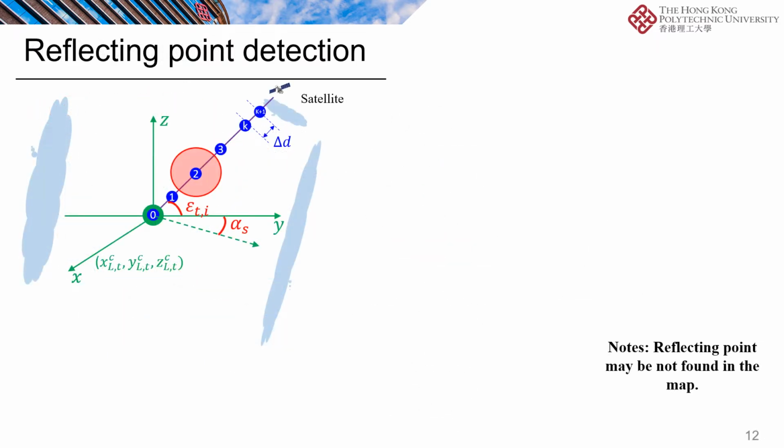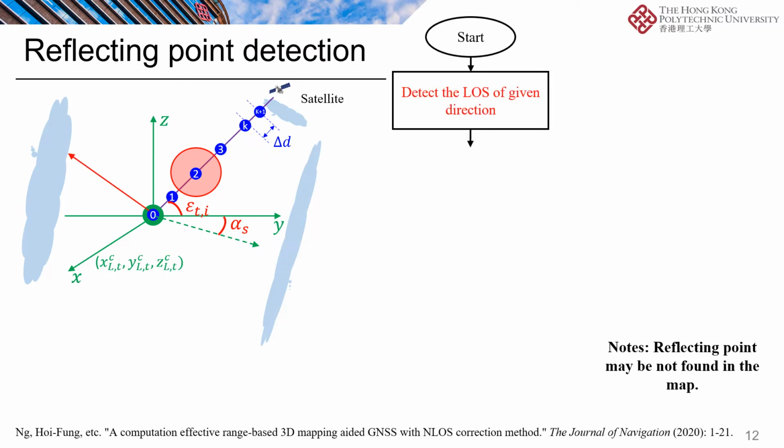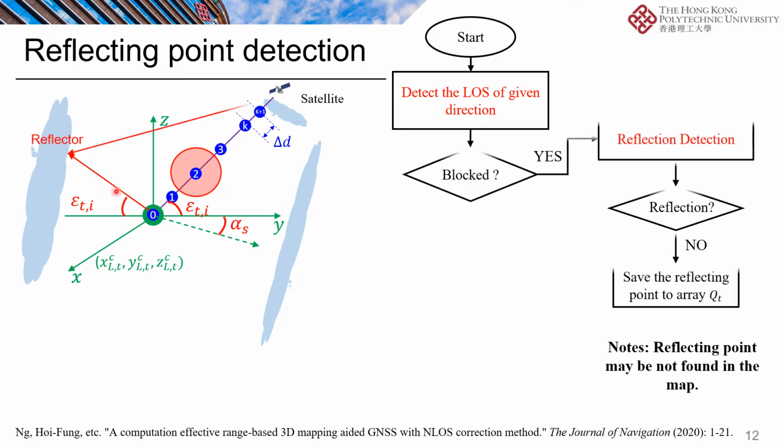Then we do a reflecting point detection based on the NLOS satellite. First, based on the assumption from previous work, the reflection route should have the same elevation angle as the signal transmission route. Therefore, we can draw a direction, and first we detect the line of sight in a given direction. If it's blocked, this point could potentially be a reflector.